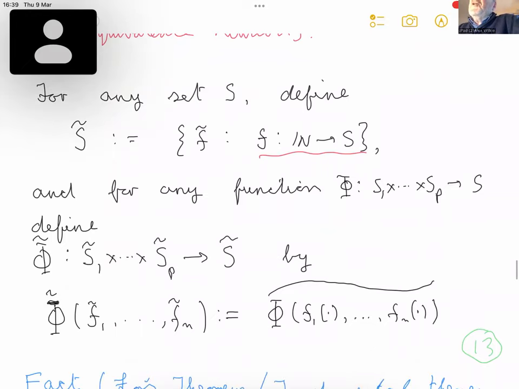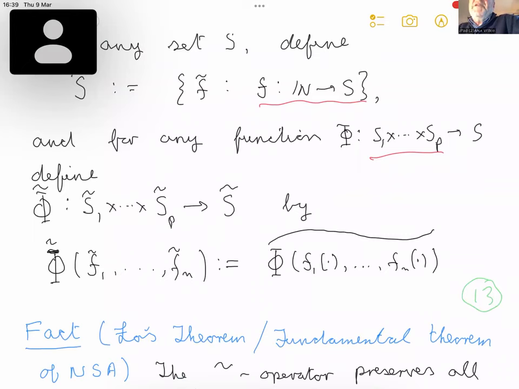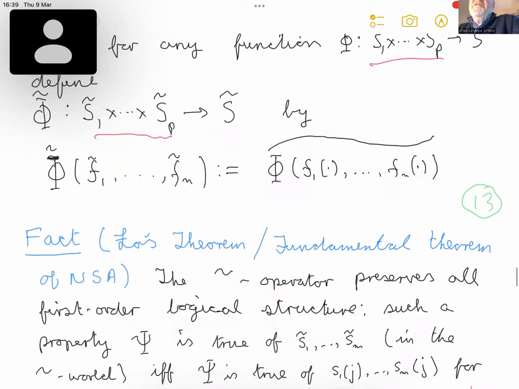And also for any function, say from S_1 cross up to S_p to S, I define its extension f tilde to be the function from S_1 tilde cross up to S_p tilde to S tilde. I just define it in the only obvious way you can. I define f tilde of f_1 tilde up to f_n tilde, where these are sequences, just by looking at the function j maps to f of f_1(j) up to f_n(j). That gives me a sequence, and taking its tilde, regarding it as a sequence of elements of S here.